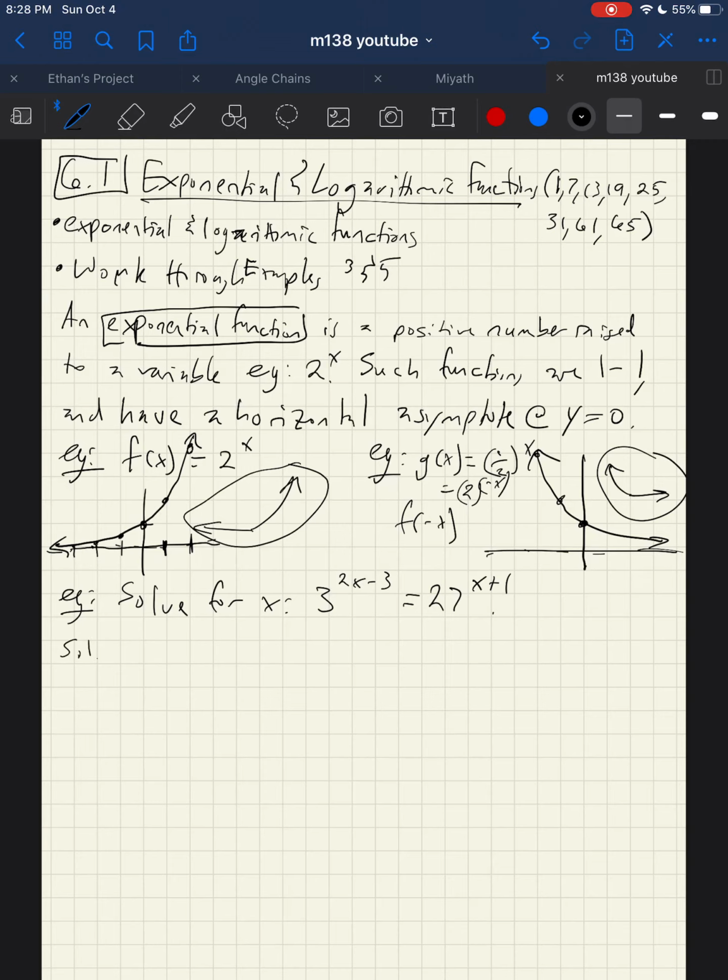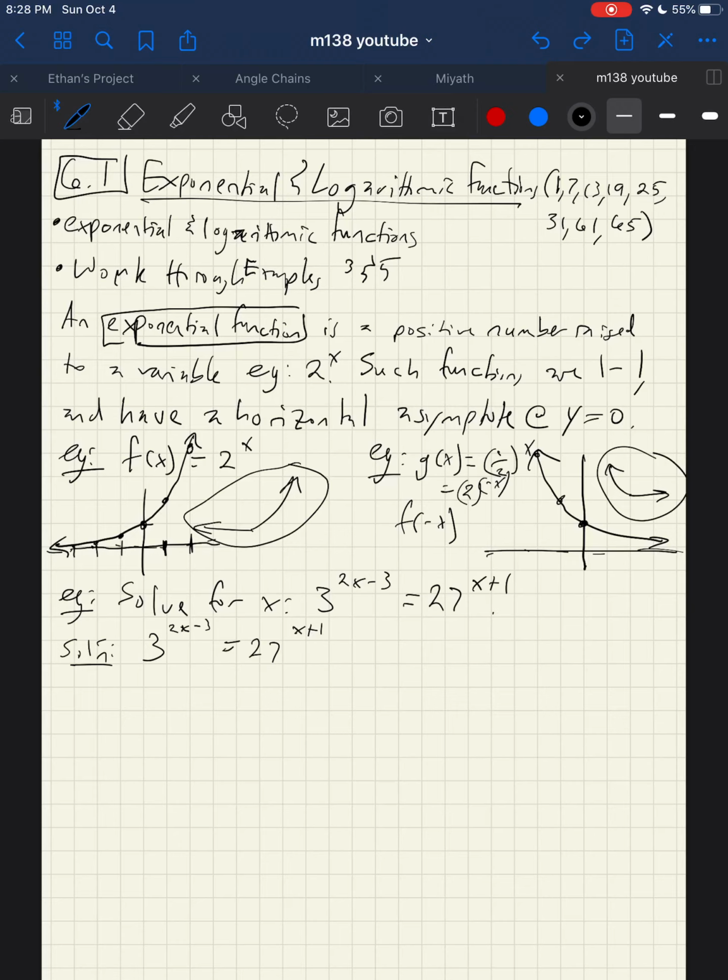So in particular, solution, let's start by writing our equation down again. 3 to the 2x minus 3 equals 27 to the x plus 1. I want to write both sides as the same base. Now, when we have an exponential function, this is the base and this is the exponent, right? So here, I want these to have the same base. Well, there's 3 and there's 27. Somehow 3 is related to 27.